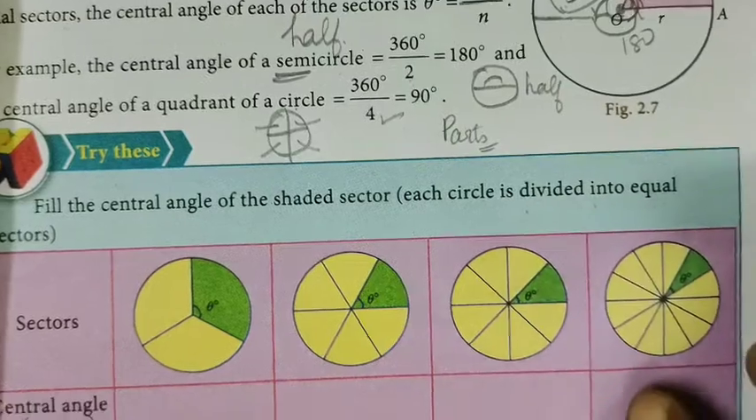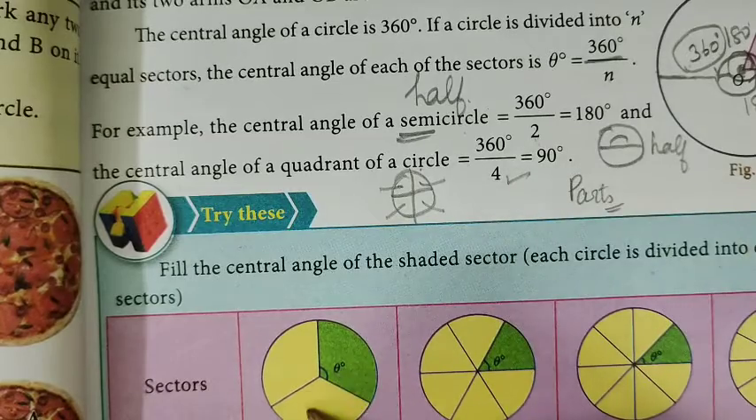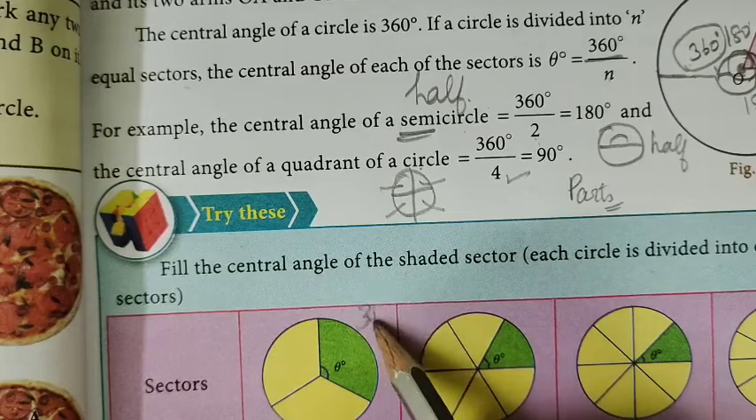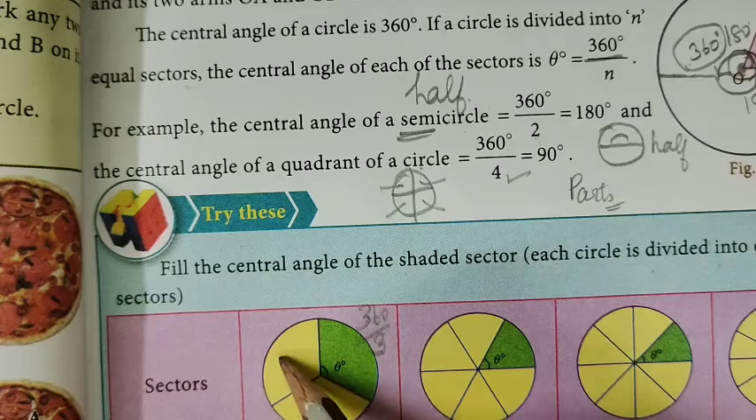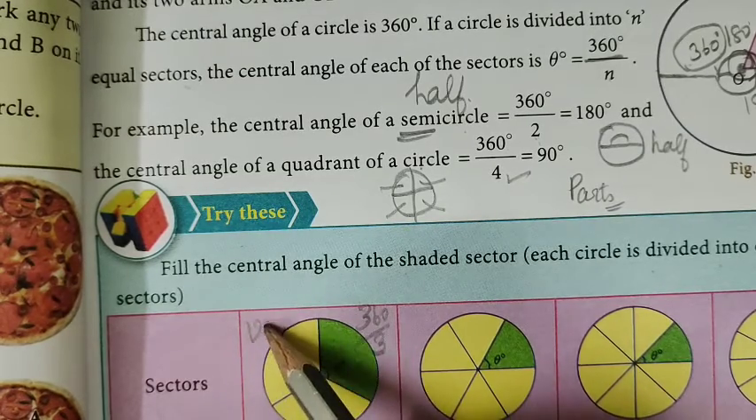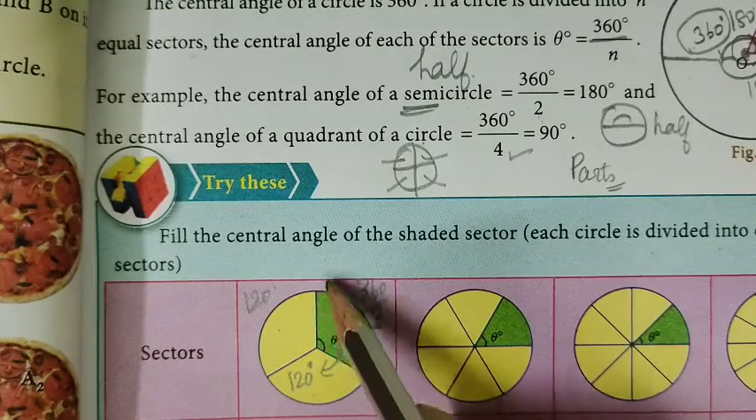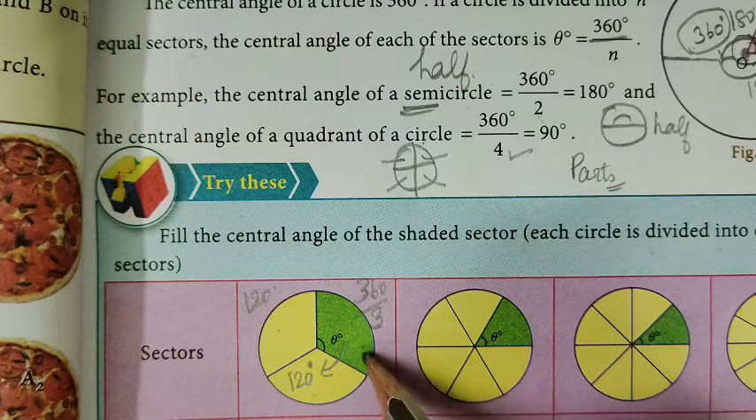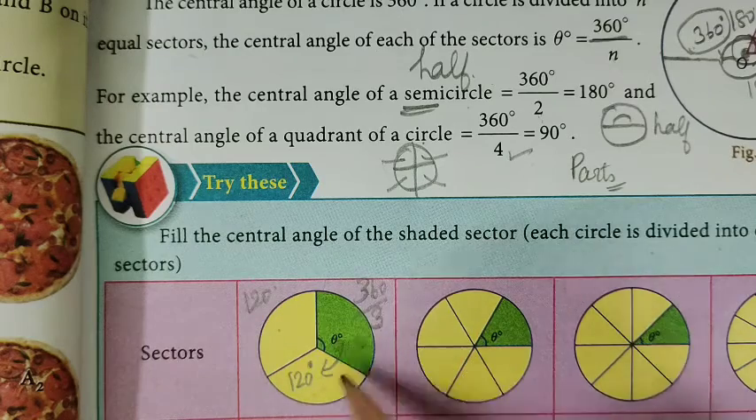Then fill in the central angle of the shaded sector. The circle is divided into equal sectors. How many parts is it divided into? 3 parts. Then the formula is 360 divided by 3, which is 120 degrees. Correct? Then this is the answer, 120 degrees. So this is 3 equal parts, this is the shaded part, and the formula is 360 by n. Here n is 3 equal parts, giving 120.